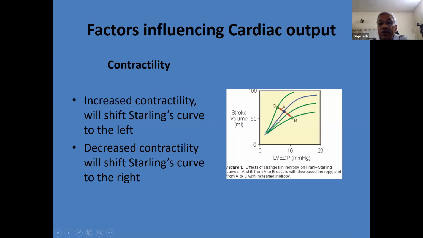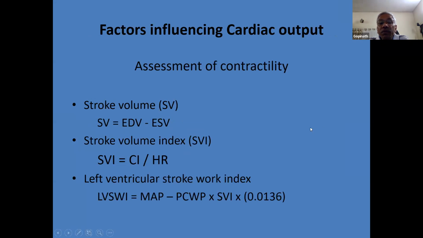So it shifts to the left, and therefore, for the same amount of LVDP, you have higher stroke volume. When there is depressed contractility or negative inotropic effects, then it shifts to the right and the stroke volume falls. So that is the effect of contractility. Contractility, preload, all of them would be part of it.